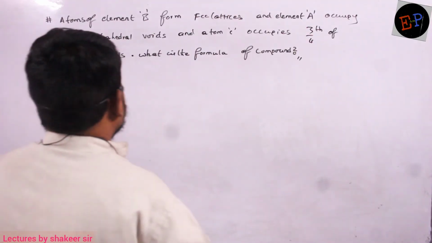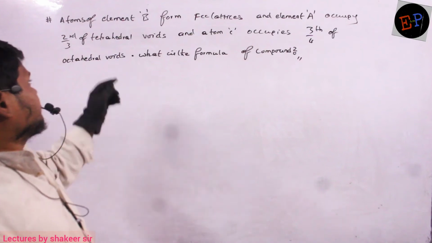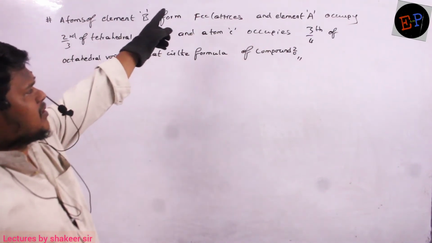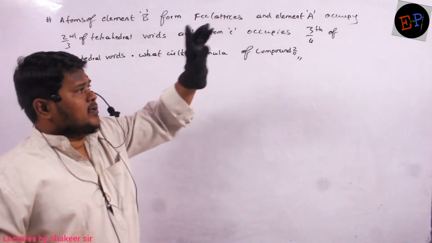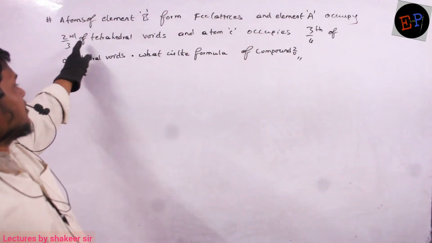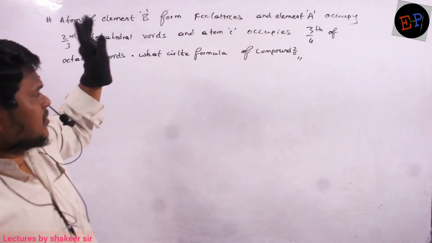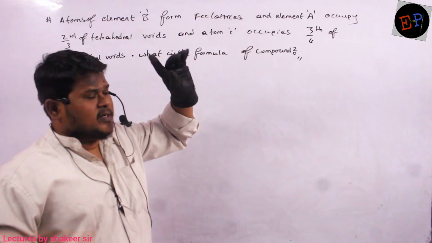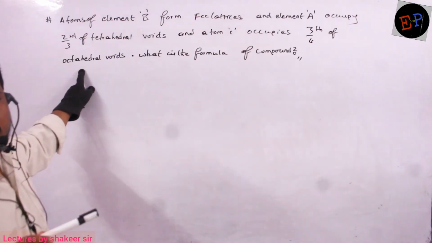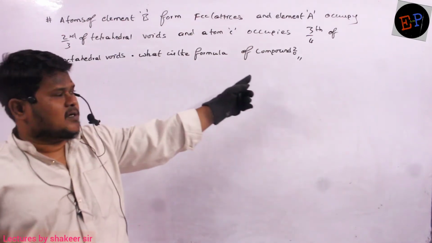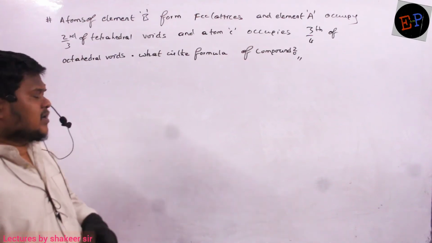So the question is: atoms of element B form FCC lattices, and element A is occupying 2/3 of the tetrahedral voids. Clear? And atom C is occupying 3/4 of the octahedral voids. Then what is the formula of this compound? This is the question.